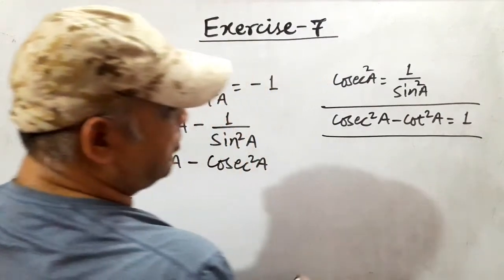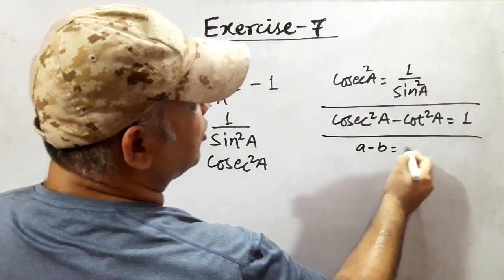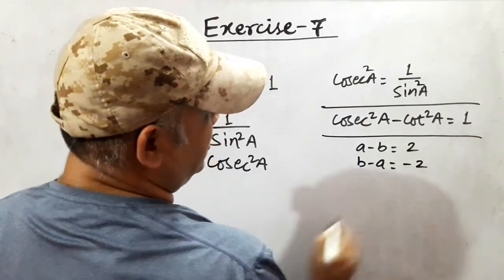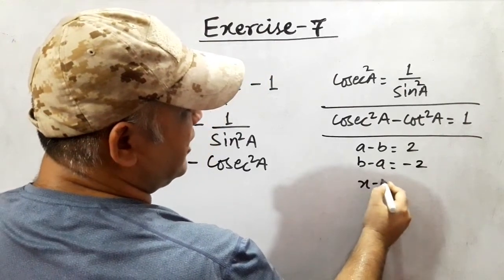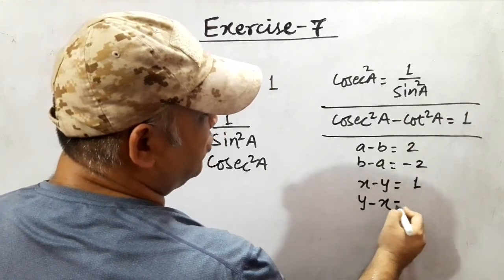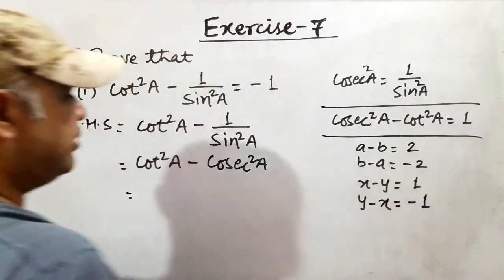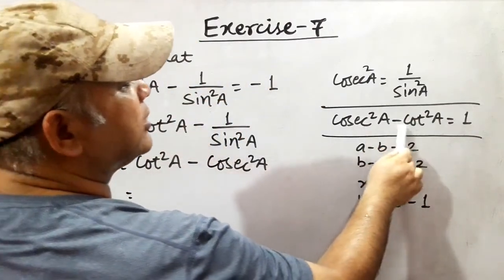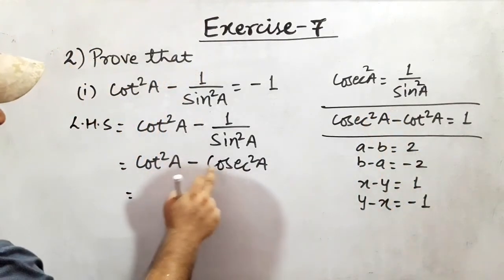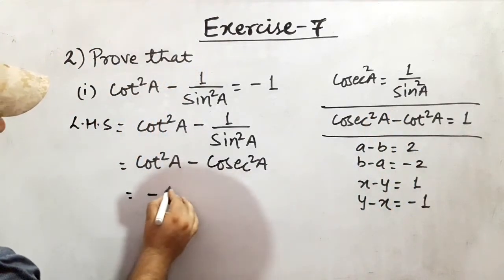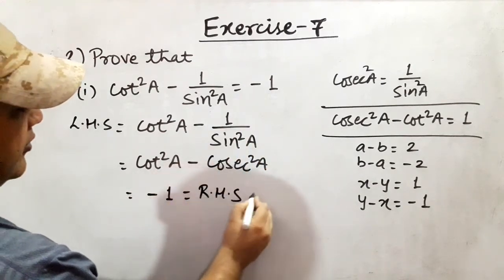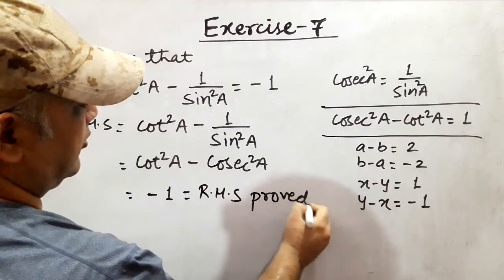Let's understand by one example. If A minus B equals to 2, then B minus A would be equal to minus 2. If x minus y is equal to 1, then y minus x will be equal to minus 1. Similarly, if cosec square A minus cot square A equals to 1, then its reverse, cot square A minus cosec square A, will be equal to minus 1, which is our right hand side. Proved.